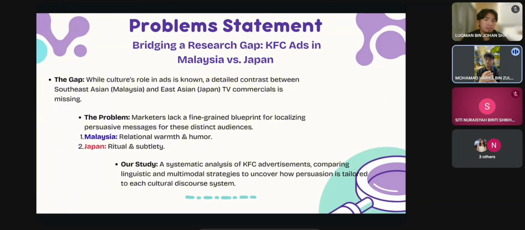While the influence of culture is widely acknowledged, a detailed contrastive analysis between specific Southeast Asian and East Asian markets like Malaysia and Japan is notably missing in the existing research. This isn't just an academic exercise, rather it's a significant practical problem that is waiting to be solved. Global marketers are operating without a fine-grained blueprint. What I mean is they lack a clear guide for localizing persuasive messages for audiences with deeply different communication norms. For instance, Malaysian culture often emphasizes relational warmth in family and humor. Meanwhile, Japanese communication tends to prefer ritual and subtlety. Without understanding these nuances, the campaigns can fall flat.